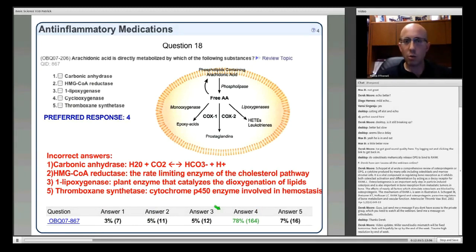You guys did really well, 78%. Looks like the other answers were a little bit spread across the board. Maybe this is just one to commit to memory. Remember that phospholipid bilayer that the phospholipase digests, creating these free arachidonic acids. Then you generate the prostaglandins by the COX enzymes.